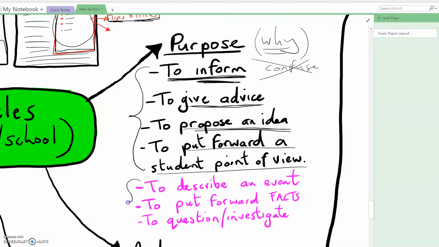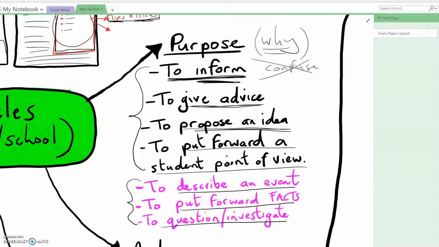Now, for a newspaper article, your purpose is either to describe an event or to put forward facts or to question or investigate. Newspaper articles are not to talk about what your feelings are or to give out about something like a letter to the editor would be. It's not a diary entry. It's not a letter to the editor. It's not a talk. It's about providing facts. That's the purpose.